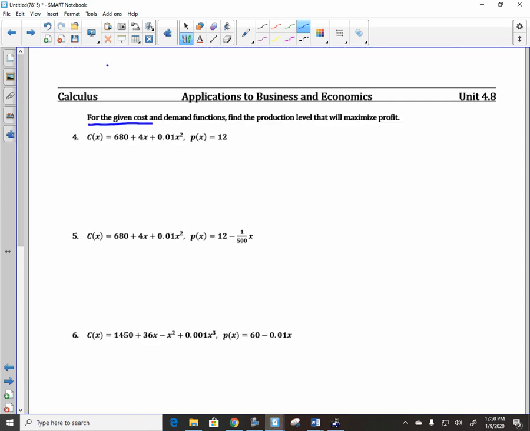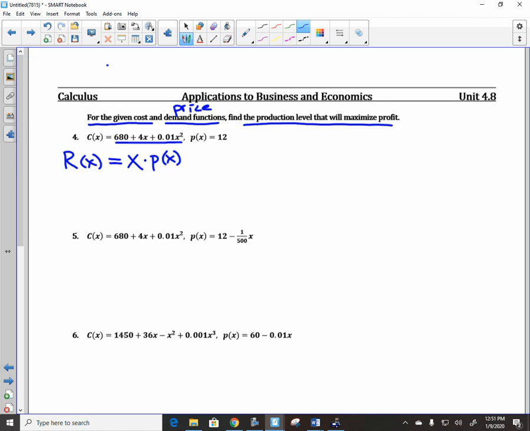For the given cost and demand functions or price functions, price and demand, we're going to say the same things. Find the production level that will maximize profit. So what I like to do in this situation is first identify what my cost function is. Do we know what the cost is? Yeah, it's that guy right there, right? I need to come up with a revenue function. Revenue function is equal to X times your price function. What's my price function? 12. Yeah, it's just a constant.